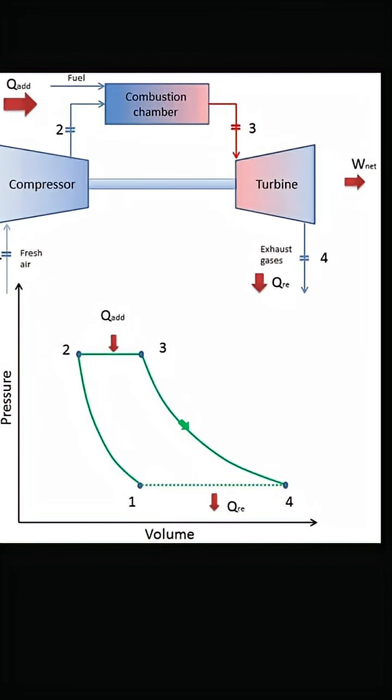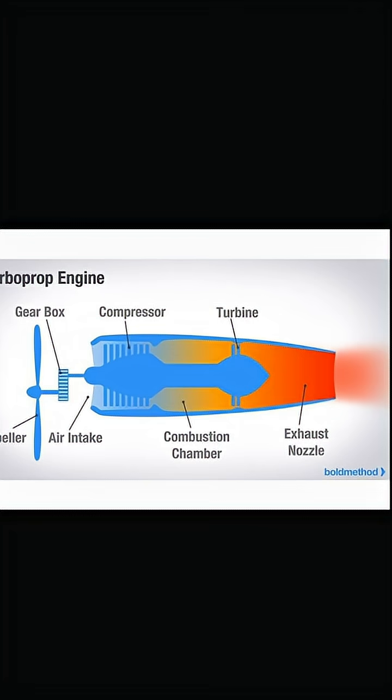In simple words, a gas turbine is a machine that takes in air, mixes it with fuel, burns it, and then uses the hot gases to spin a turbine and produce power. Gas turbines work with the Brayton cycle. First, air enters the compressor and pressure increases. Then, in the combustion chamber, fuel burns with the compressed air and temperature rises a lot. Finally, the hot gases expand in the turbine and produce mechanical energy.